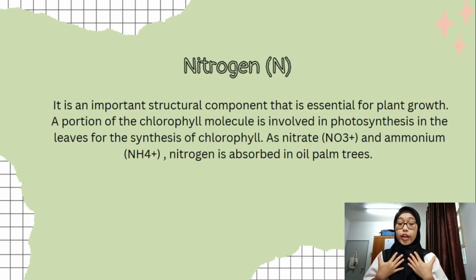First, I am going to explain the function of each main nutrient in the fertilizer. First and foremost, we have nitrogen. It is an important structural component that is essential for plant growth. It is a portion of the chlorophyll molecule involved in photosynthesis in the leaf. As nitrate NO3- and ammonium NH4+, nitrogen is absorbed in the oil palm tree.